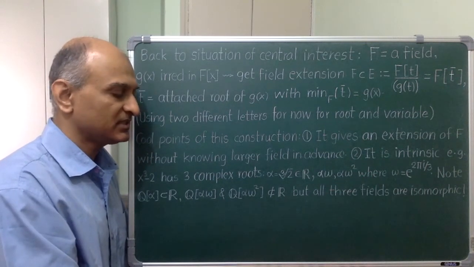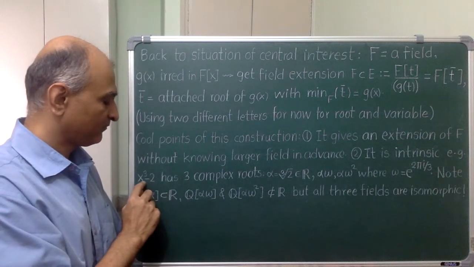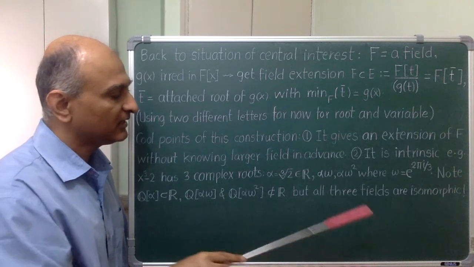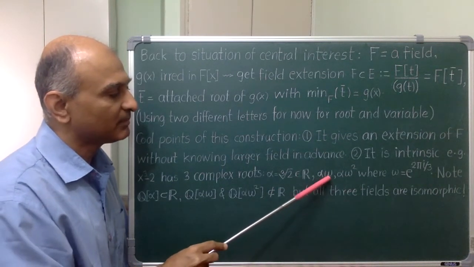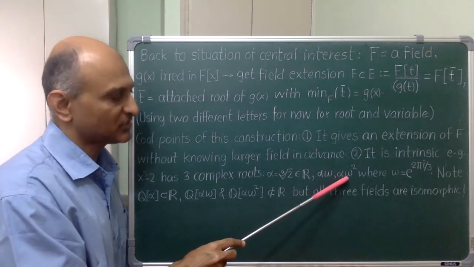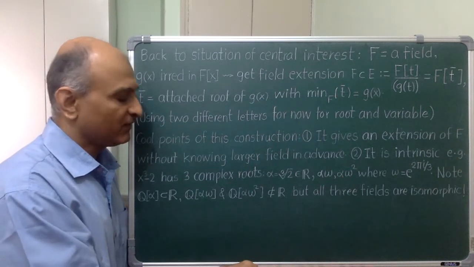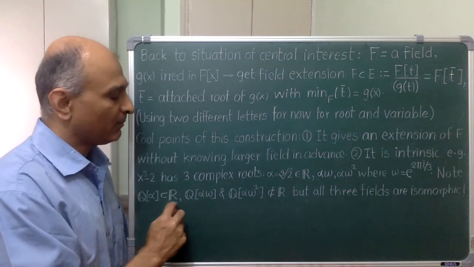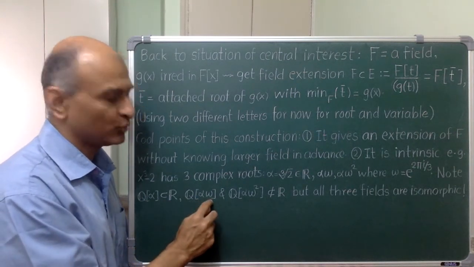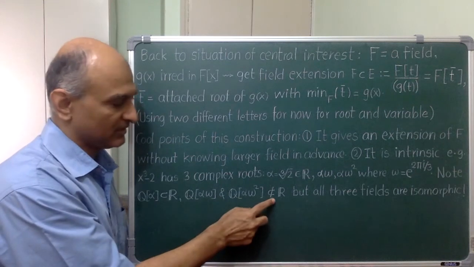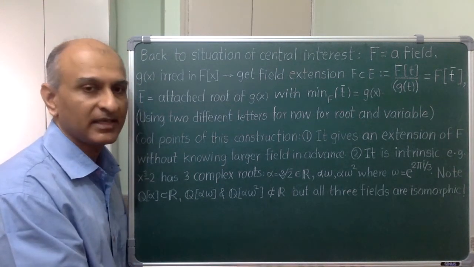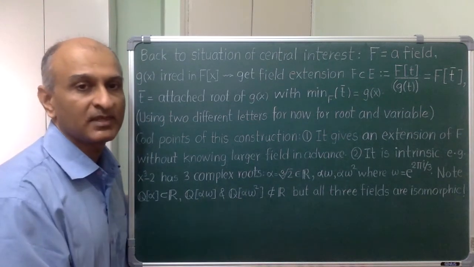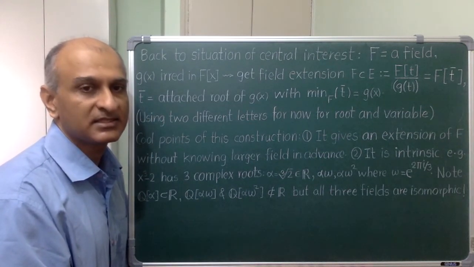To appreciate this, consider an example. x cubed minus 2 has 3 complex roots: the real cube root of 2 and that multiplied by omega and omega squared. Now, if I adjoin the real cube root, I stay within real numbers. But if I adjoin a non-real root to Q, then I go outside real numbers. Nonetheless, I claim that all these three fields are isomorphic to each other. So do this as an important exercise.